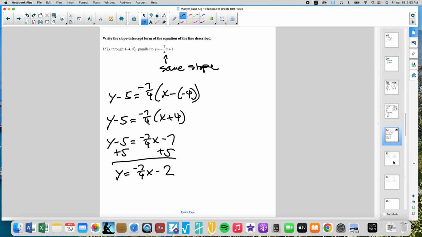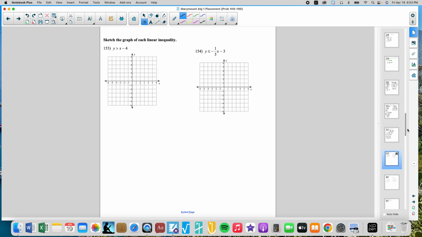That's good. Moving right along here. We're on 153 of 190. We're probably deep into an hour.